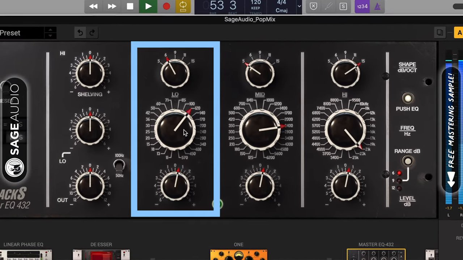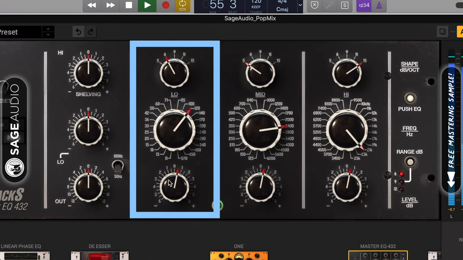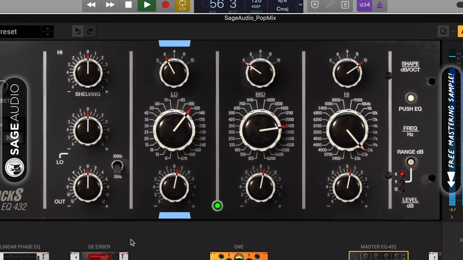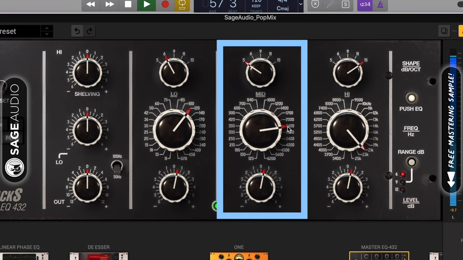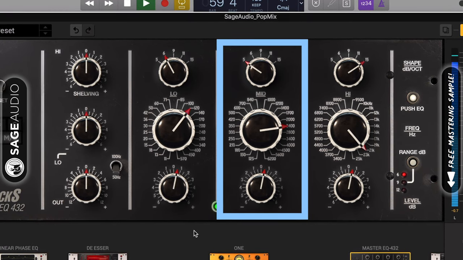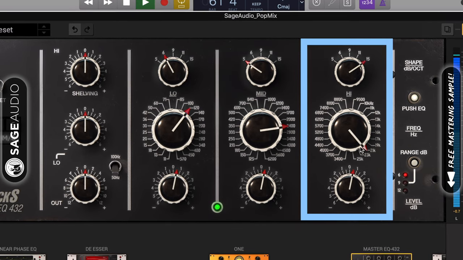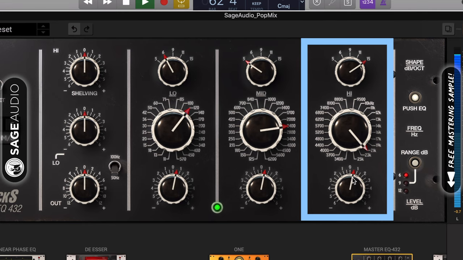On the mid, I boosted 120 Hz by 0.5 dB. I liked how this made the kick stand out a little more. I boosted 2.4 kHz by 0.5 dB as well to make the vocal stick out and feel more like a focal point of the song. Then I amplified 21 kHz by 0.5 dB to add a little air.